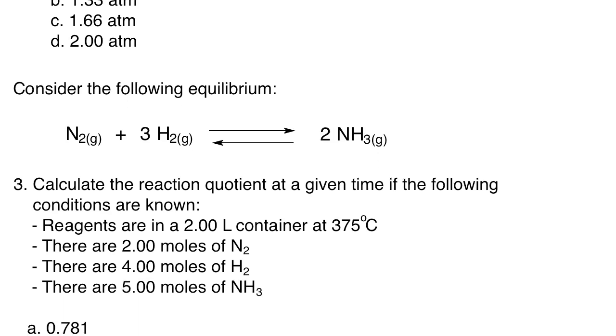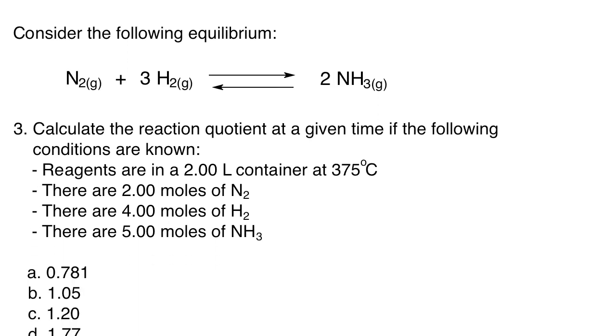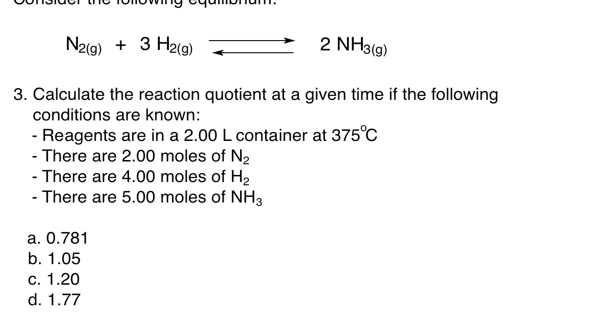All right, so now going down here, I have another equilibrium to consider. So take a look at this. You've got nitrogen gas and hydrogen gas. Those are going to combine in order to give ammonia gas. Now, for the third question here, which is referring to this reaction, we're going to calculate the reaction quotient. So remember, that's Qc, at a given time if the following conditions are known. All of the reagents are placed in a 2-liter container. Keep that in mind, that value is important.